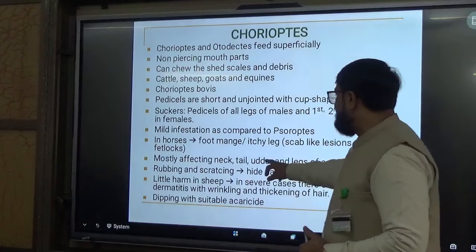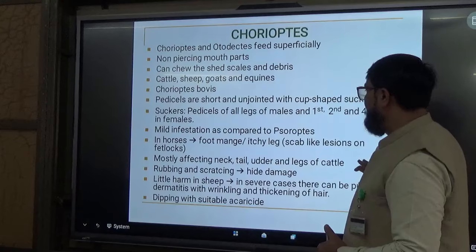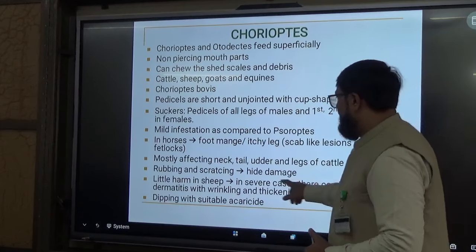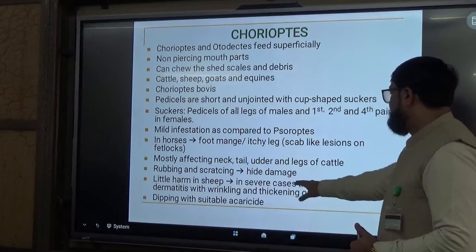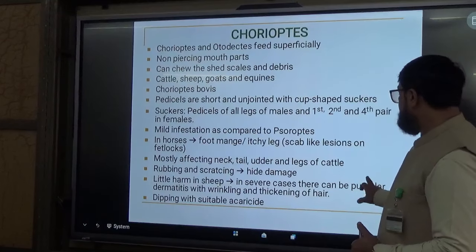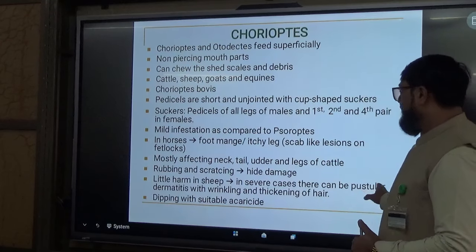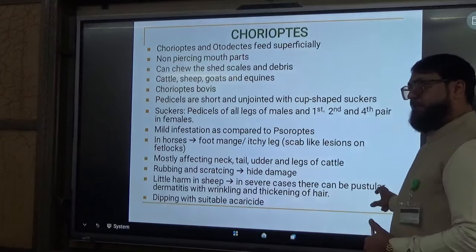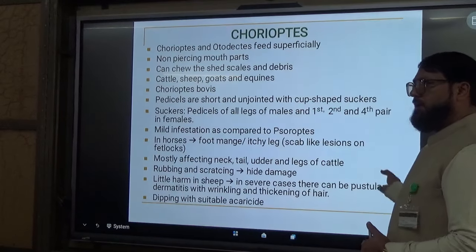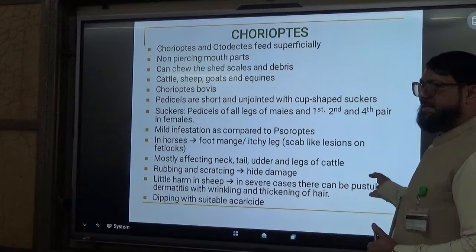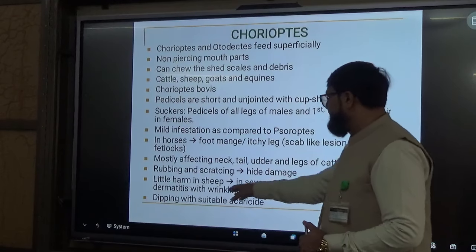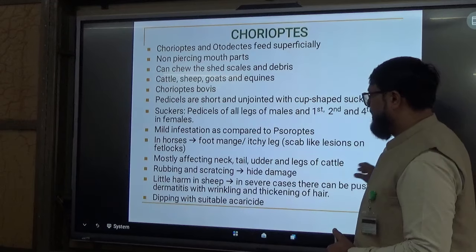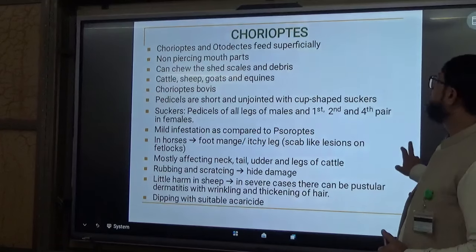It is mostly affecting the neck, tail, udder and legs of the cattle, and rubbing and scratching, understandable. And in sheep, in severe cases, it can be pustular. Whenever the word pustular is used here, it means that there is pus formation. Dermatitis is inflammation of the skin. Adding pustular means dermatitis coupled with pus formation, meaning pus vesicles. These things end up with wrinkling of the skin in sheep and thickening of the hair. And always dipping with a suitable acaricide is the solution.